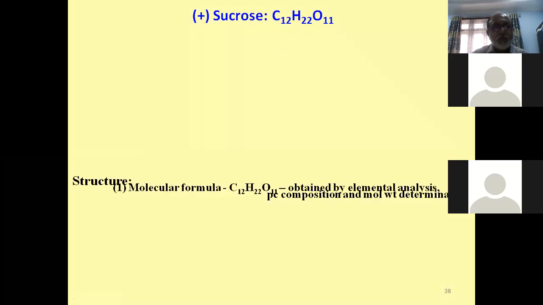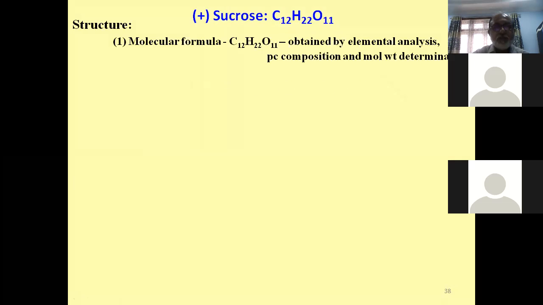Okay, let us see what about sucrose. We have to focus on structure, because once we know the structure, all the reactions and other things can be understood from there. So as usual, the molecular formula is C12H22O11, obtained by elemental analysis, percentage composition, and molecular weight determination.